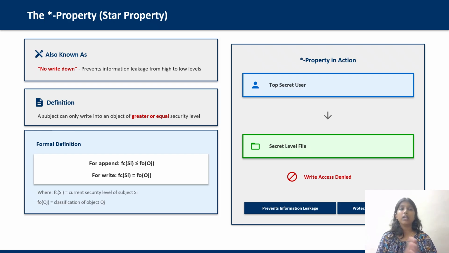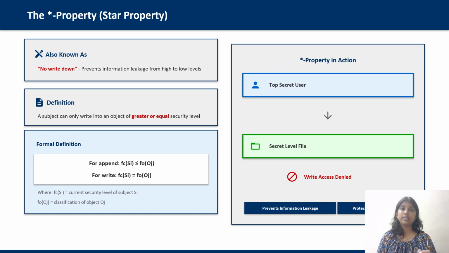So the last property, the SS property, is called no read up. That rule says you can only read files at or below your security level. Mathematically, f_C(s_i) is greater than or equal to f_O(o_j), the object. That means your clearance is greater than or equal to the file's classification. For an example of the SS property that we have seen before, a secret user can't read a top secret file. This is the bedrock of confidentiality.